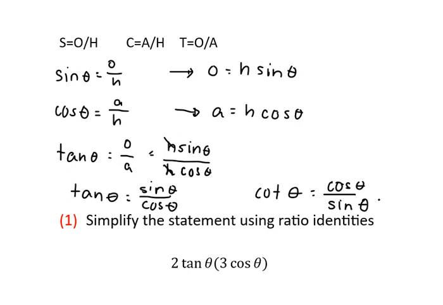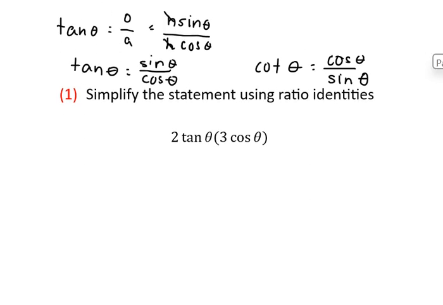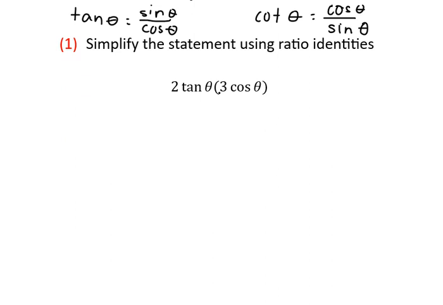Okay, so let's go and try this exercise. Simplify the statement using ratio identities: 2 tangent theta times 3 cosine theta. The first thing you have to do is to understand what it means when we say simplify. As much as possible, we want to rewrite the term in the simplest form. Maybe we can multiply 2 and 3 and make it 6, and tangent theta multiplied by cosine theta, and present it in a way that we only see one trigonometric function. For me, that's the simplest term.